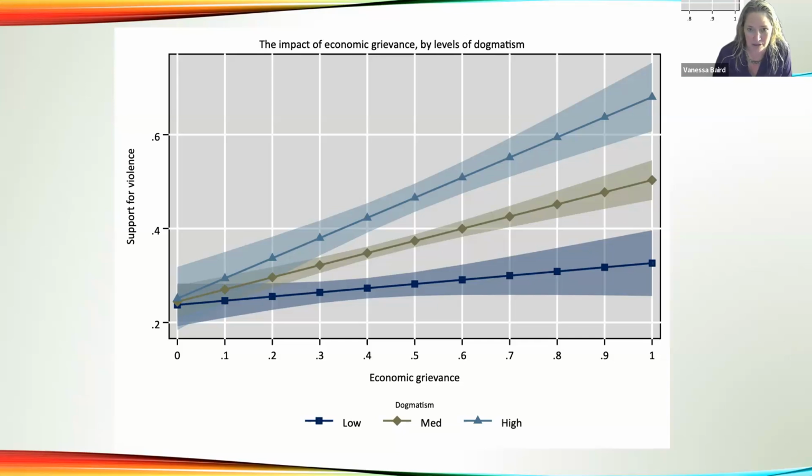Every variable is coded 0 to 1. You start out with low dogmatism, low economic grievance. These people just don't want political violence at all, right? And if you have both, now your predicted probability is 0.7 for a variable whose mean is like 0.4. To me, this is astronomical. It's like there's no daylight between those slopes. So those slopes are very different.